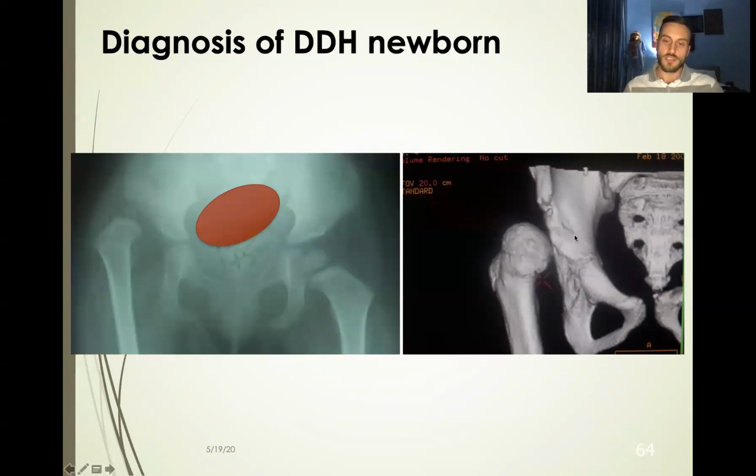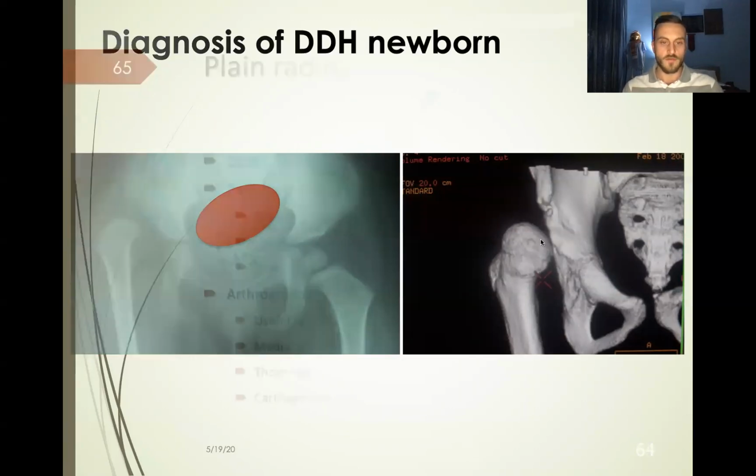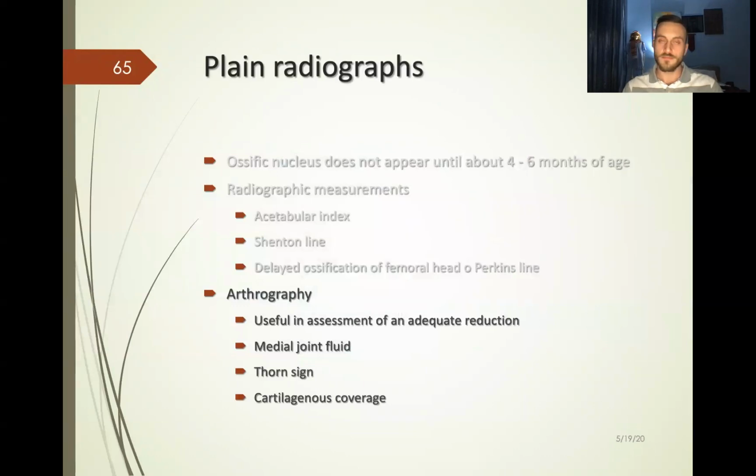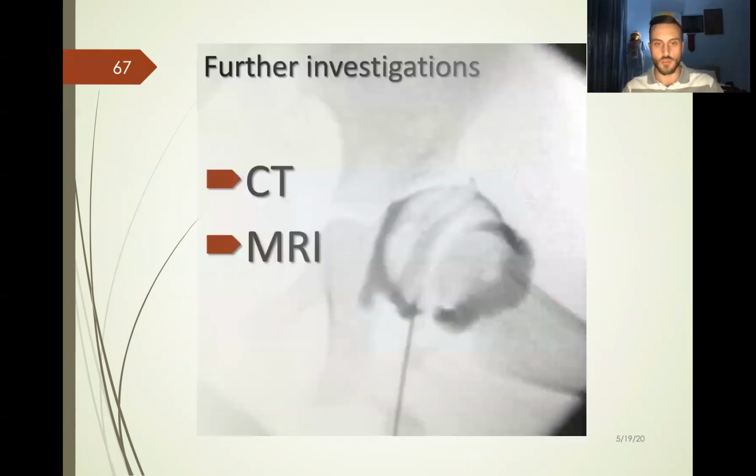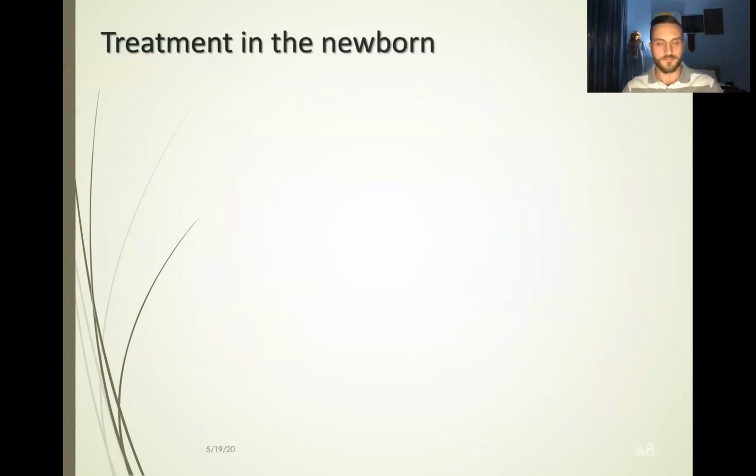This is a 3D reconstruction showing you the posterior dislocation of the hip. Arthrography is sometimes really important. What's the role of arthrography? We put dye inside the joint and we can see the cartilaginous part by X-ray because there is dye inside the synovial fluid. It helps us see whether our reduction is concentric or not, whether the head is going inside, or something is not letting us reduce the hip. So sometimes arthrogram is mandatory. You can do CT or MRI.